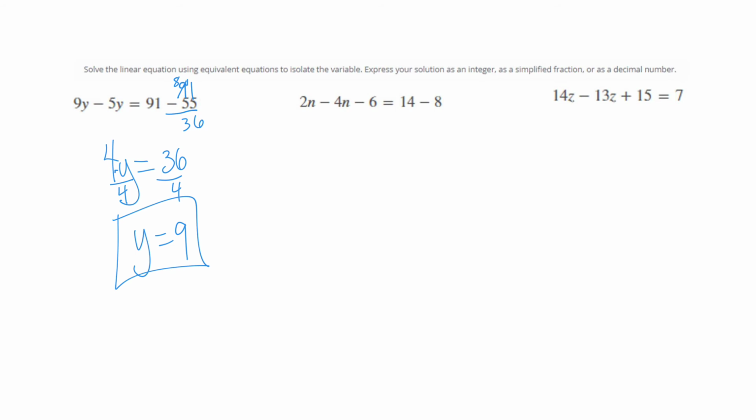All right, so let's look at the left side. On the left side, these are the like terms. This is not, so it's going to still sit there. But these two I could combine. I have a 2n minus 4n. A positive 2 and a negative 4. When I combine them, I'm going to have a negative 2n. The minus 6 is still there, equals. Okay, on the right side, again, I have like terms. They're both just constants, and a 14 minus 8 is 6.